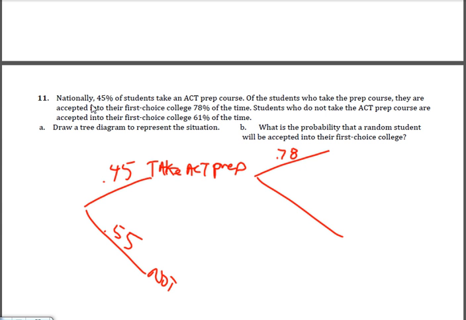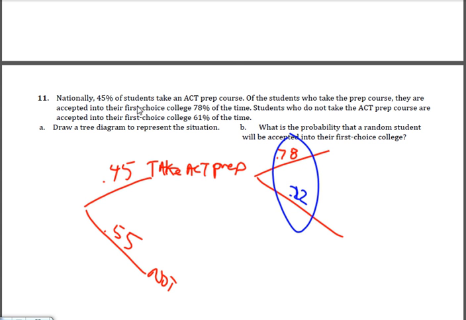So, all right, back to 78%, and then this must be, what do these have to add up to? 100%, so this would be what? Is it 12? 22, I think you're right. Okay, you get the idea of how to draw the tree diagram.